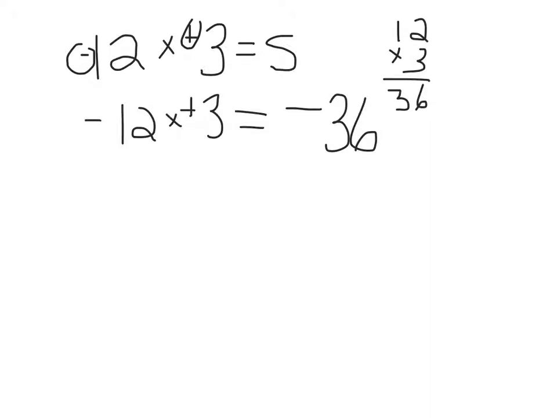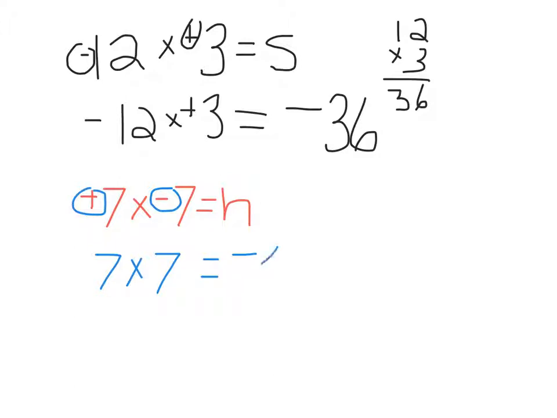Let's take a look at another example. I have positive 7 times negative 7 equals h. So I look at my signs, and here I have a positive and I have a negative. So 1 positive and 1 negative is going to stay in negative, so my answer will be negative. Now I just have 7 times 7. So 7 times 7 equals 49. So positive 7 times negative 7 equals negative 49.